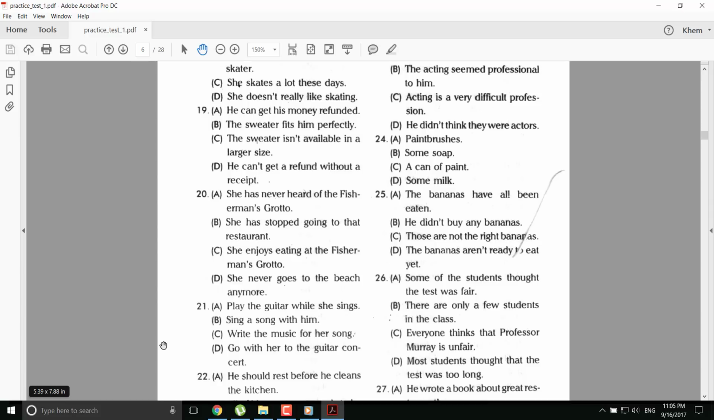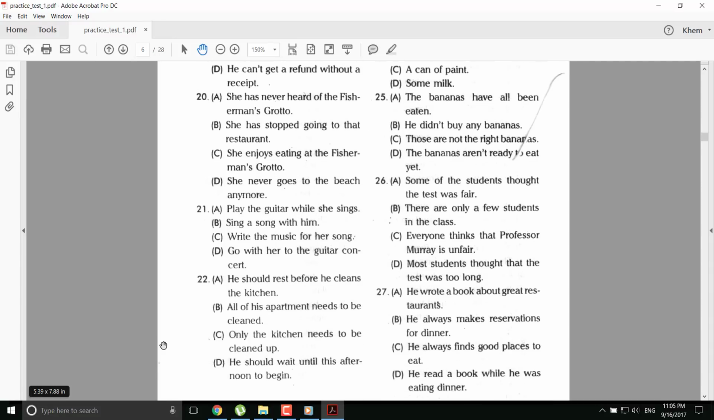Number 22. I'm planning to clean up the kitchen this afternoon. Shouldn't you clean the rest of your apartment while you're at it? What does the woman tell the man?